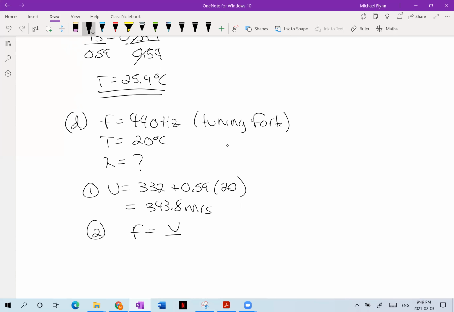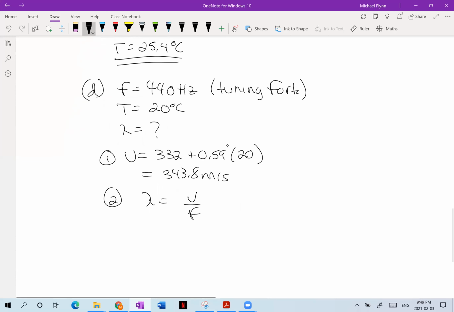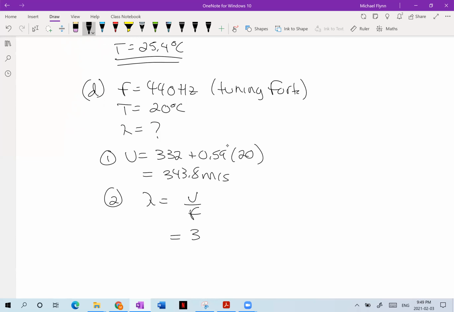And then step 2, we use our universal wave equation, which is F equals V over lambda. Oh, I'm looking for wavelength. I'm sorry. We use wavelength equals V over F. Excuse me, I got ahead of myself there. And so that's going to equal 343.8 divided by 440 Hertz, which is my original tuning fork.